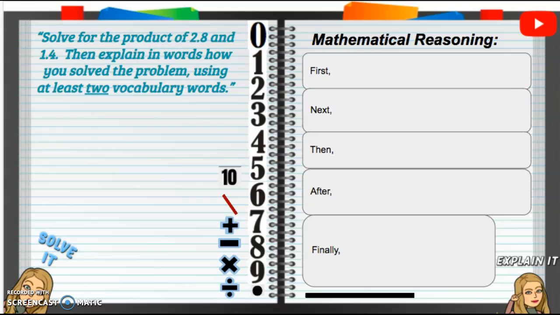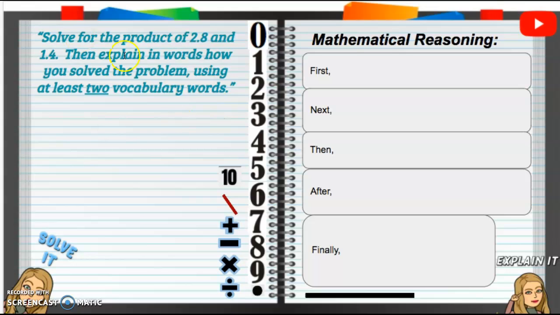All right, so when we go to our next slide, our prompt is over here. It says, solve for the product of 2 8/10 and 1 4/10. Then explain in words how you solved the problem using at least 2 vocabulary words. All right, so first we're going to solve it on this side. As you can see my little Bitmoji saying we need to solve it. Then we'll explain it after. We'll have our mathematical reasoning on the right.